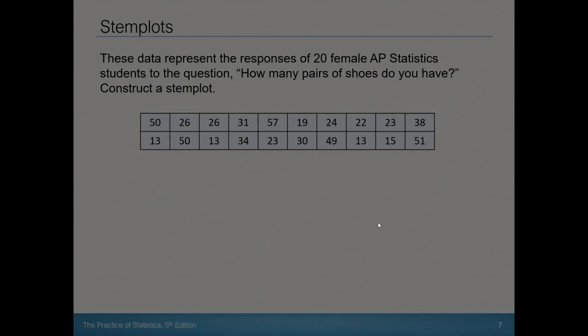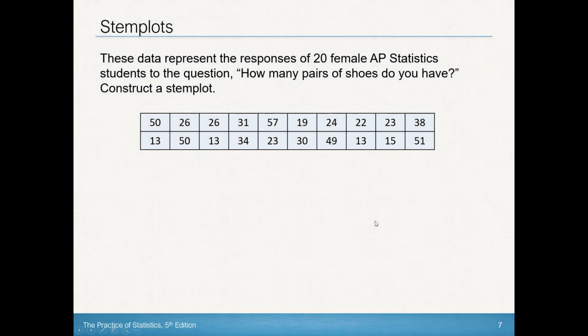So for the stem plot, this is 20 female AP students. We asked them, how many pairs of shoes do you have? So to construct the stem plot, as you saw in the first step, you need to put all the values that are on the left of the numbers, the larger digit, on that left side. Separate it by a line, and now these are the stems. That's what that's called. So any of those front numbers, so 1, 2, here's 3, 4, and 5. That's the most that they have. If there was 60 pairs of shoes, we'd have a 6 here as well.